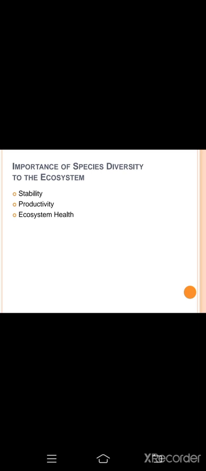The second one is productivity. Whatever we get to eat, to wear, anything, even aesthetic values, is because of the productivity of the plants and animals.